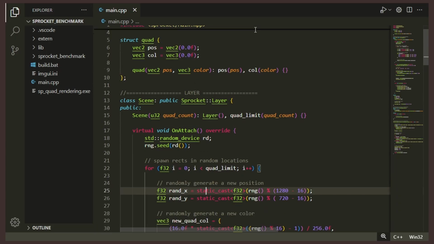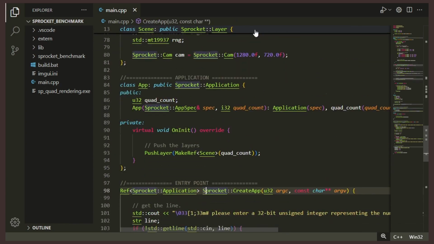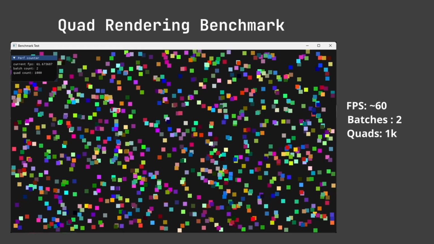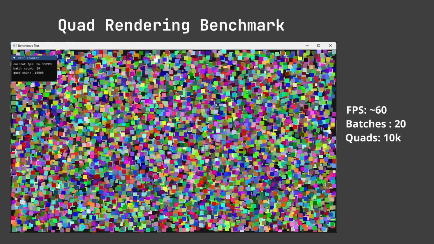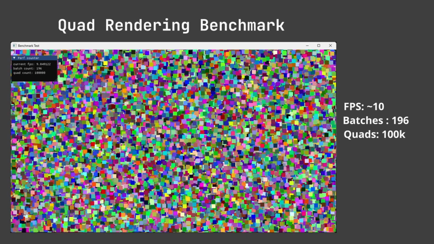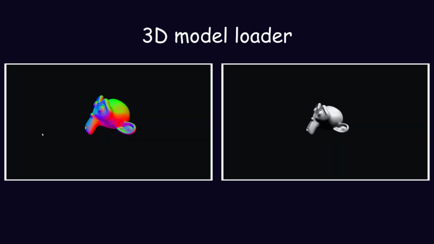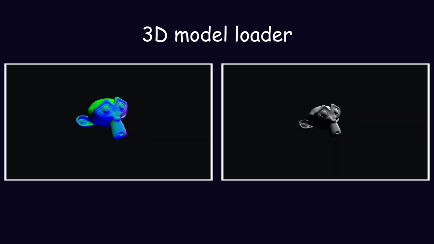Here's a small quad rendering demo that I made to stress test the new batch renderer. So I've got the results for 100 quads, 1000 quads, 10,000 quads, and finally 100,000 quads. I'd say the results were rather good because I did this on my laptop, which is a Lenovo IdeaPad 1 with the following specs.